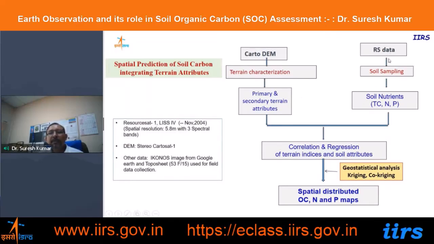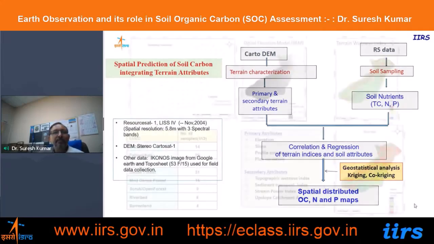From here, we have taken the remote sensing resource set data, and we did the soil sampling, and we correlated soil nutrients and the terrain characteristics. By correlation and regression with the terrain indices and soil attributes, we established the relationship and used geostatistical methods, using kriging and co-kriging to generate a spatially distributed map.